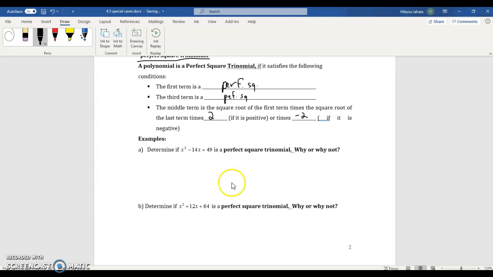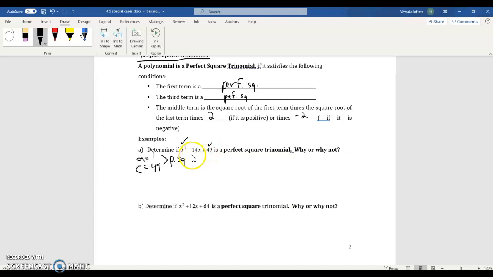So we'll start off with the first one here. We have x squared minus 14x plus 49. So first let's find what a is equal to. A is equal to 1. C is equal to 49. And if you take the square root of them, you'll see that they're nice whole numbers that were used to make them, so 1 and 7. So these are both perfect squares. So the first two conditions are satisfied. First term is a perfect square. Second term is a perfect square.